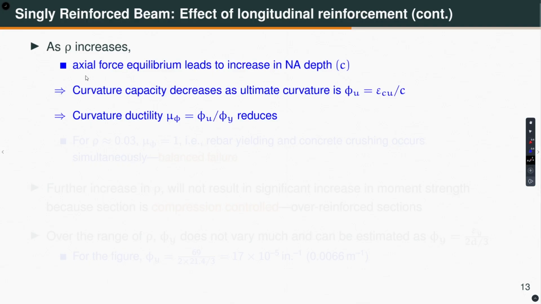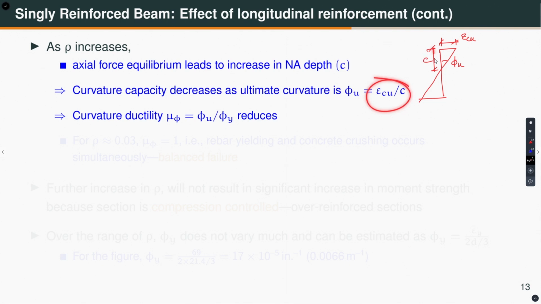So, that is what I have written here. As rho increases, axial force equilibrium leads to an increase in the depth of the neutral axis. You are putting more steel, so the neutral axis depth has to increase to engage more concrete in compression to satisfy the axial force equilibrium. Therefore, the curvature ductility reduces. Why? Because if I draw the strain distribution, let us say this is the depth of neutral axis c and this is the strain in the extreme compression concrete, epsilon cu, and this is the ultimate curvature phi u. So, phi u is epsilon cu by c.